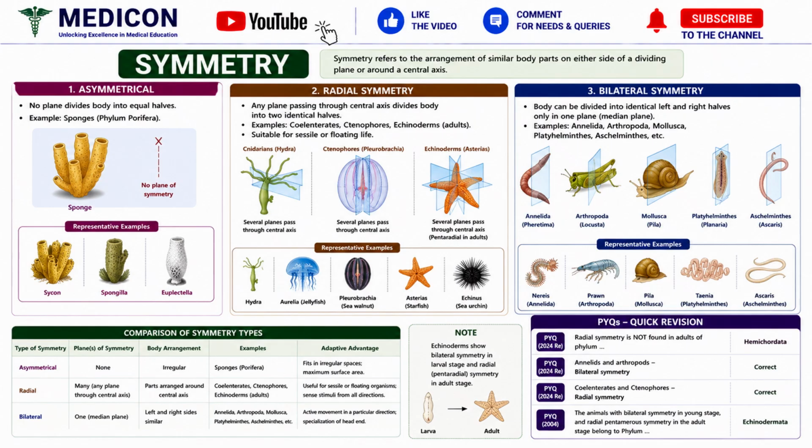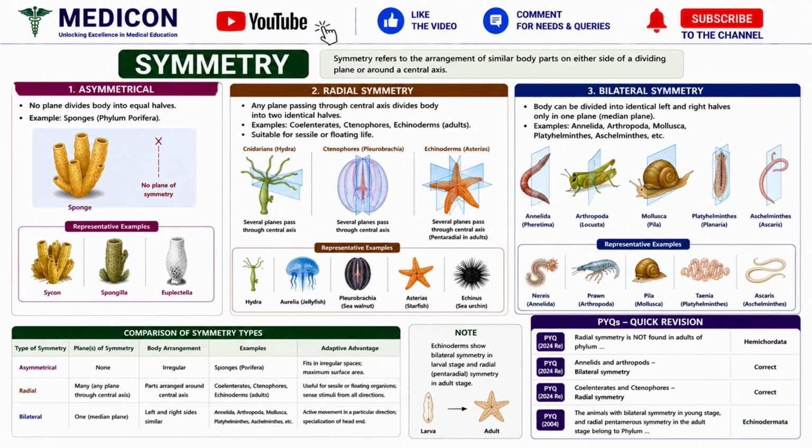Let's start with symmetry. What do you mean by symmetry? Symmetry refers to the arrangement of similar body parts on either side of a dividing plane or around a central axis. How are the body parts arranged, and can their arrangement divide the body into equal halves? That type of arrangement is called symmetry. We have different types of symmetry. Let's see one by one.